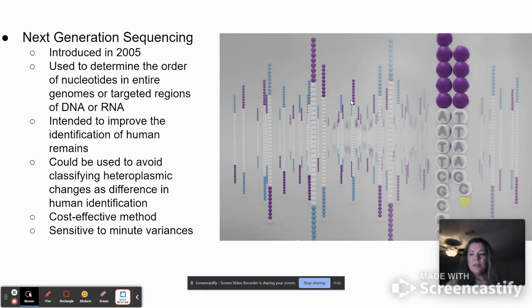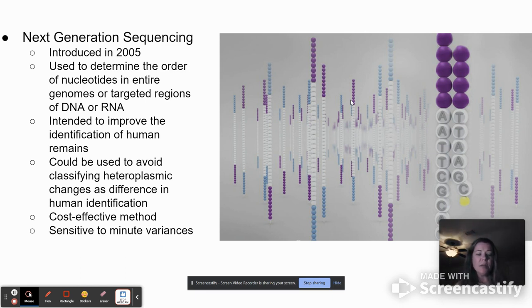The article that I read focused on next generation sequencing for DNA analysis. It was introduced in 2005, used to determine the order of nucleotides in entire genomes or targeted regions of DNA or RNA. Intended to improve the identification of human remains. Could be used to avoid classifying heteroplasmic changes as differences in human identification, which is often something that occurs using the Sanger method.